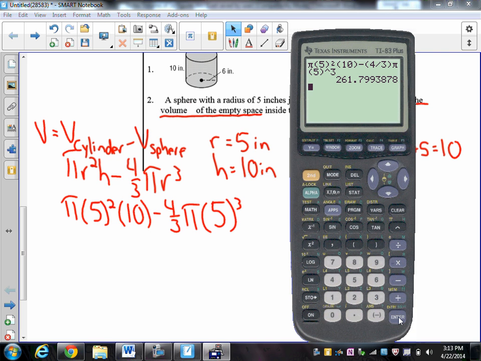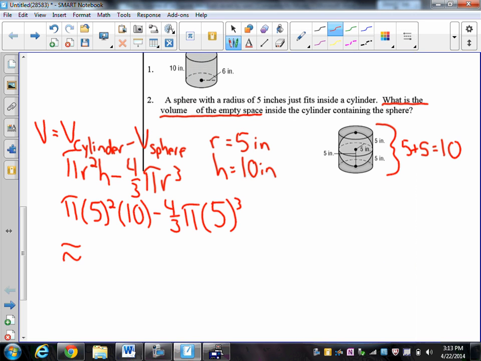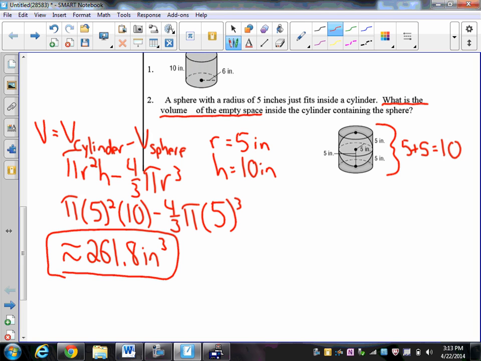So whenever I hit enter, I see that's about 261.8. That's going to be inches cubed. So that's all we have to do, is just two problems, substituting. Once you have the setup, it's just plugging things in.